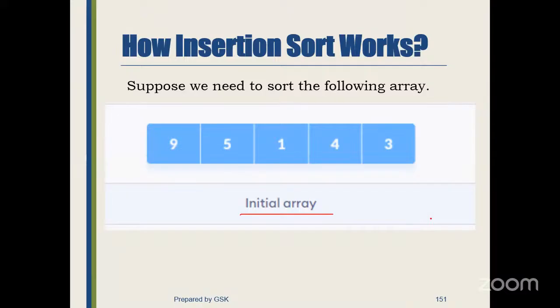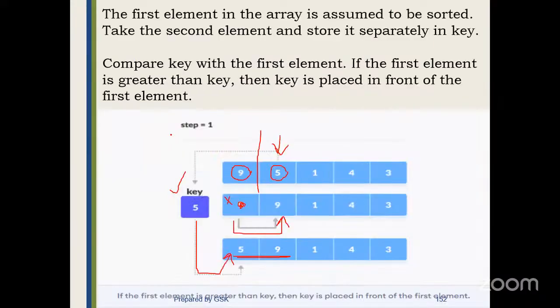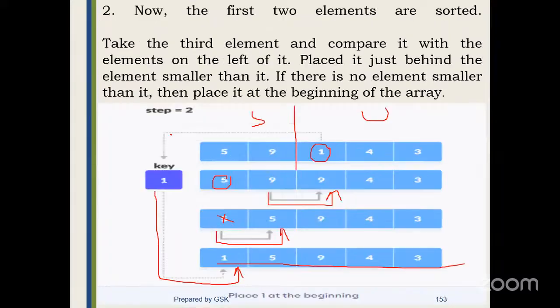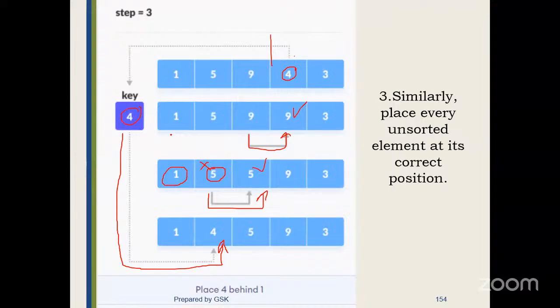Clear, I hope. First, let me repeat it in brief. We must assume that the first one is sorted. Take the second one, compare with the previous values. If the previous values are greater than the current working element, those must be moved to the right hand side. Otherwise, no need to move. And when you find an empty space, in that empty cell, we need to store the value which is available in the key. In the key, we store the element with which we are working in each and every iteration. So this is about this sorting technique.